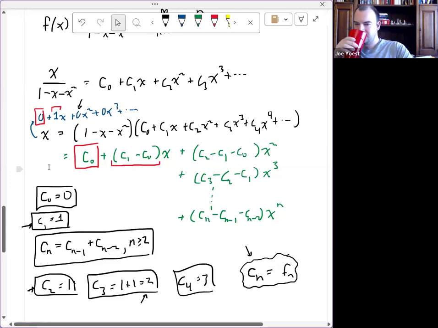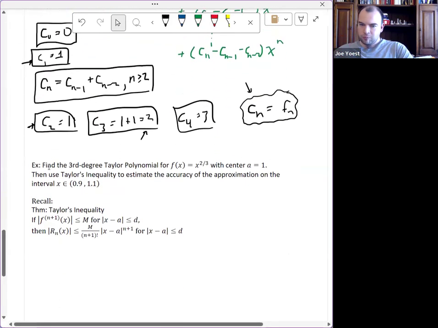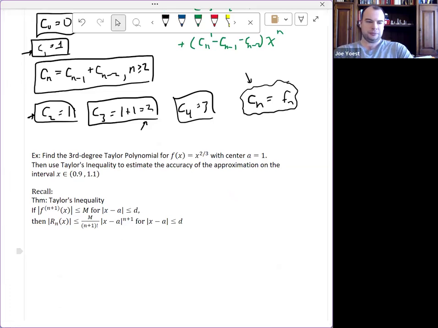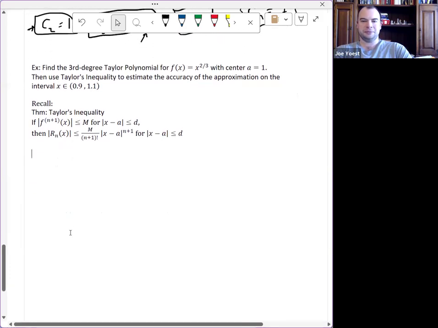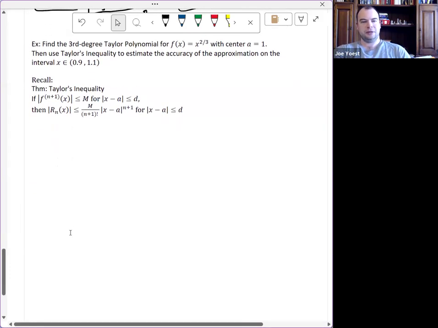Any questions on this? Okay, let's look at this example. Find the third degree Taylor polynomial for f of x equals x to the 2/3 with center a equals 1. Then use Taylor's inequality to estimate the accuracy on the interval 0.9 to 1.1. So if we're at center a equals 1, we have to find f at 1, f prime at 1, f double prime at 1, and so on.